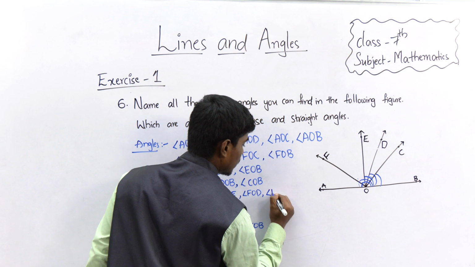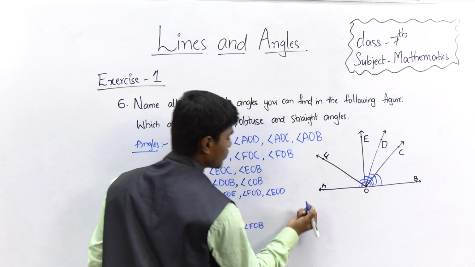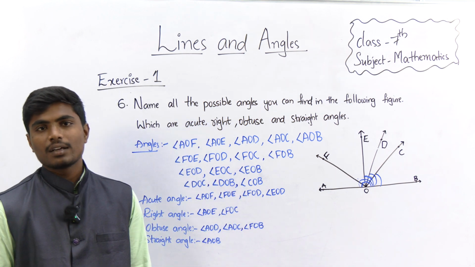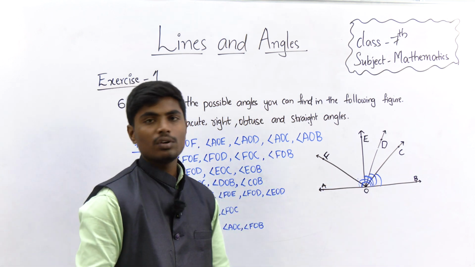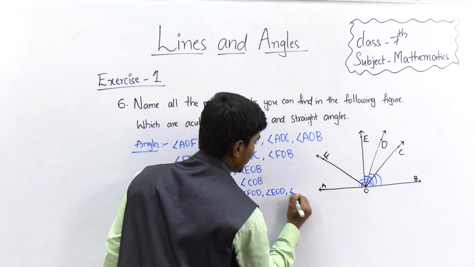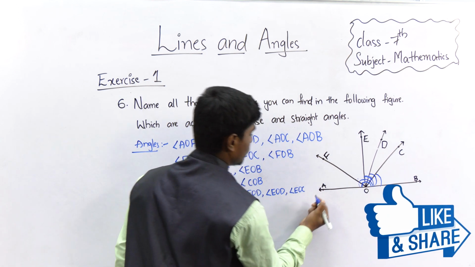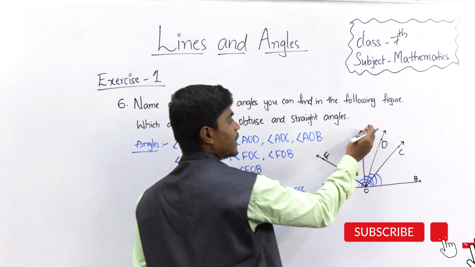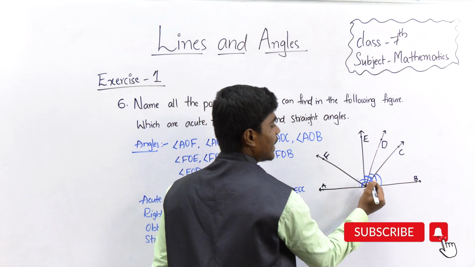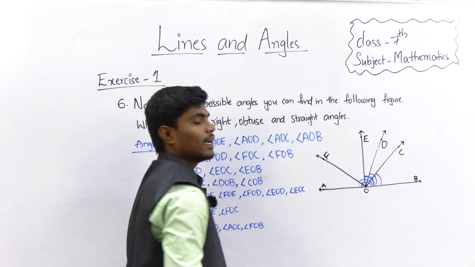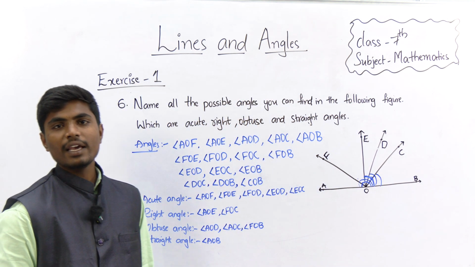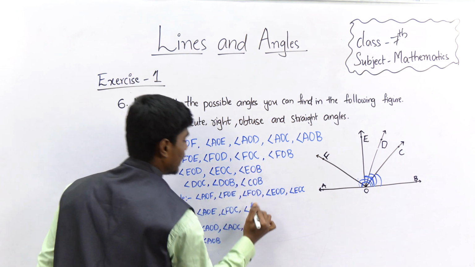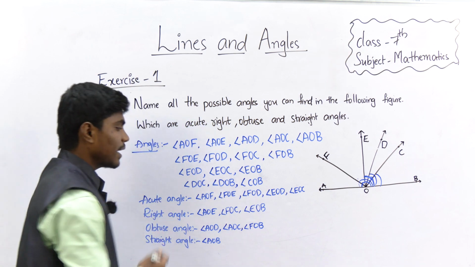So angle EOD. Okay, next angle EOC, less than 90. So this is also an acute angle. So angle EOC. Next, angle EOB. Here the angle is 90 degrees, which means it is a right angle. So angle EOB is a right angle.